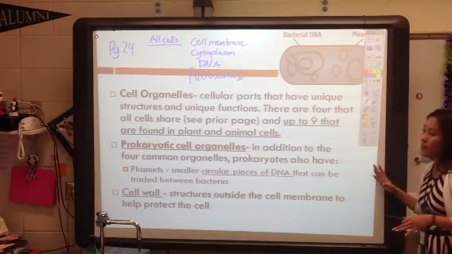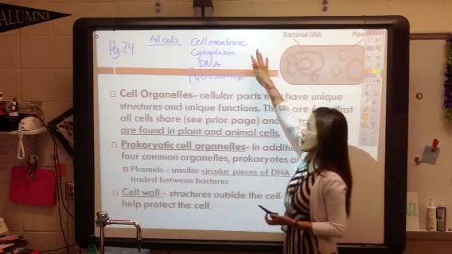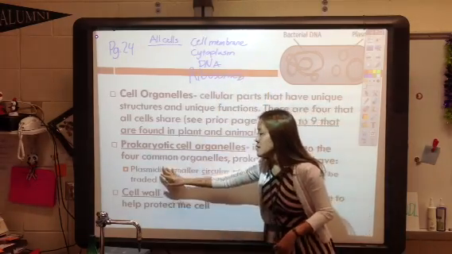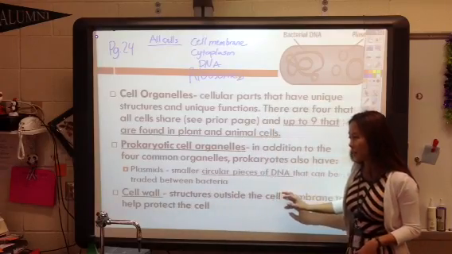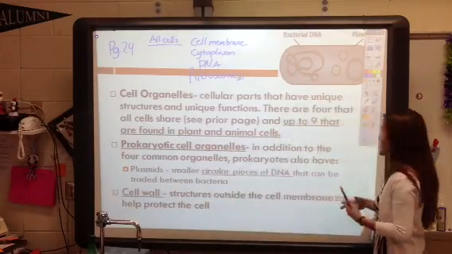Besides that, prokaryotic cells won't have any other organelles. All they have is the cell membrane, cytoplasm, DNA, ribosomes. A lot of times they'll have plasmids, and sometimes they'll have the cell wall. Not always.